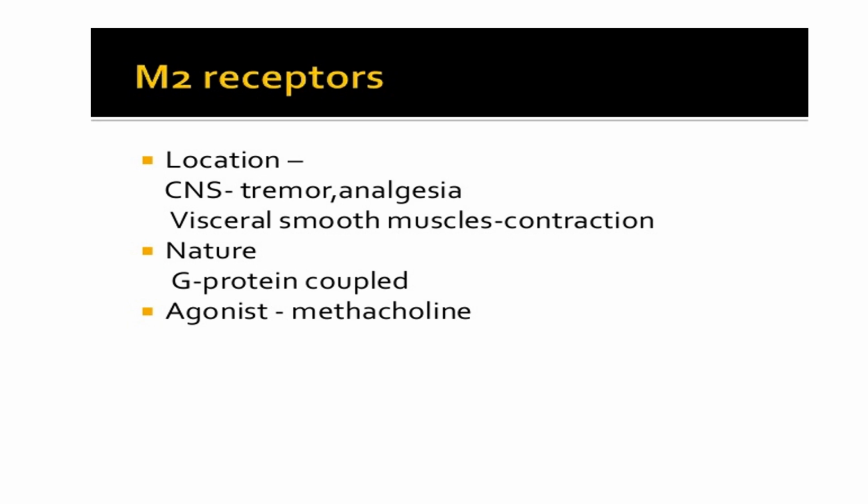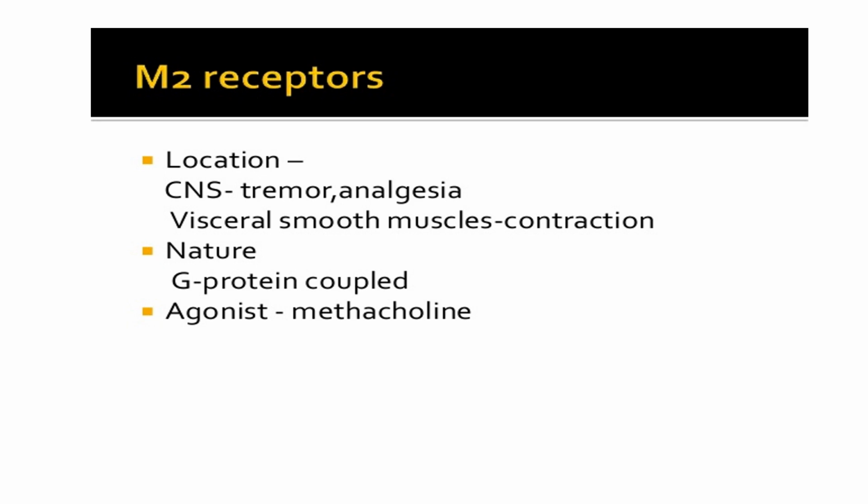Coming to the M2 receptors, they are mainly present in the cardiac region, that is in the SA node, AV node, ventricle, atrium, etc. Their action leads to reduced impulse generation, decreased heart rate, decreased conduction velocity and contractility, and decreased refractory period. These are the actions on stimulation of M2 receptors in the heart and CNS.